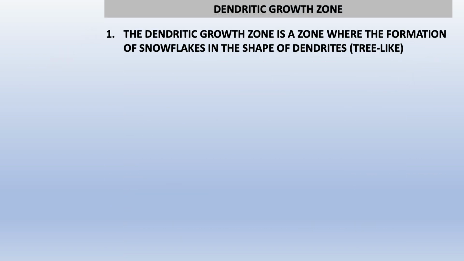All right, so what is the dendritic growth zone? It is a zone where snowflakes form in the shape of dendrites, which implies tree-like. It's the type of snowflake that we're most familiar with, the ones you see in books and drawings and anything relating to winter weather. There are all sorts of different sizes and shapes of ice crystals, but this is the one most familiar to us when we talk about snow.